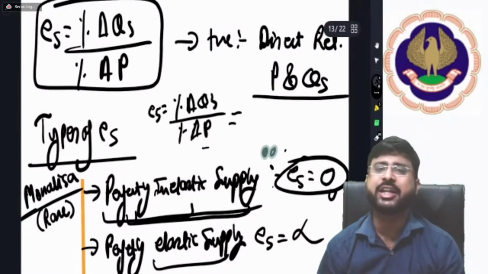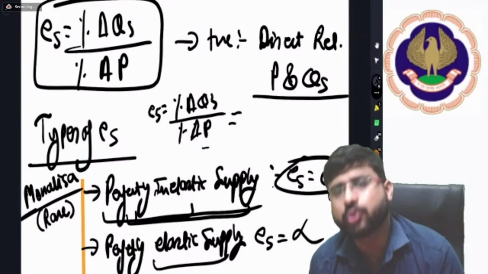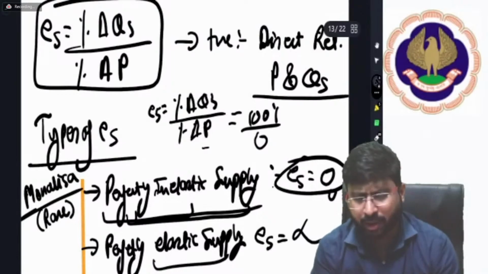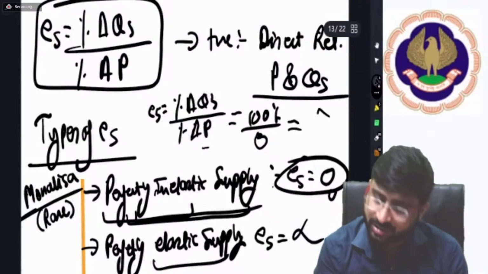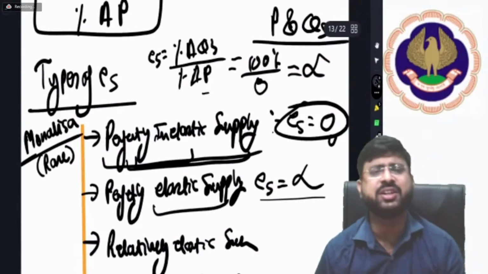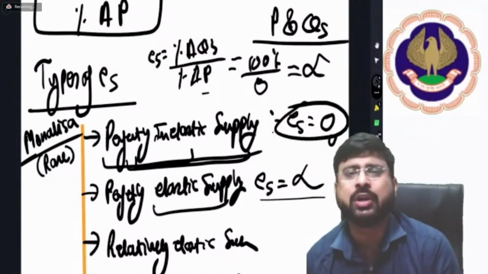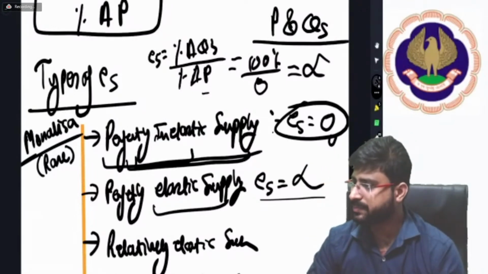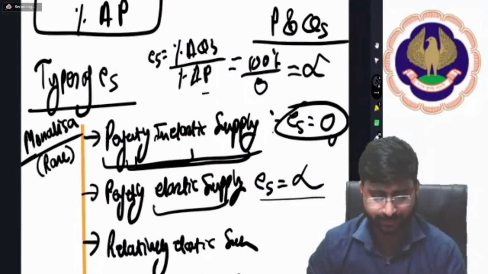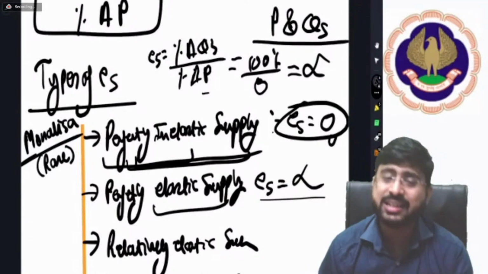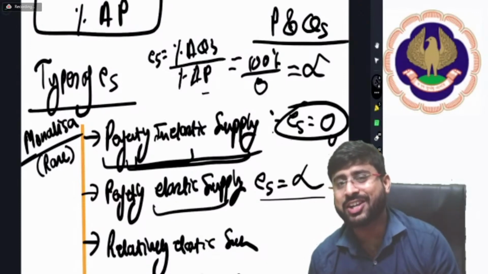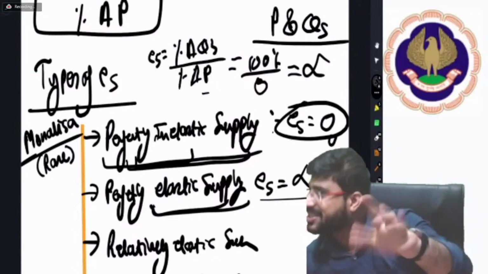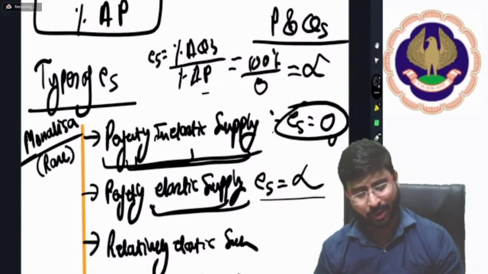pay attention, my dear friends. Here there is almost no change in price, but quantity supplied is changing. This is not really possible. So the value of anything by zero is infinity, and so perfectly elastic supply is infinity. This is just a hypothetical scenario. In reality, it's not possible. In perfectly inelastic supply, what was not changing? Quantity. Price was changing. In perfectly elastic supply, only quantity is changing, price is not changing.